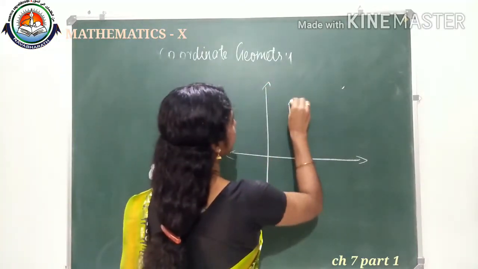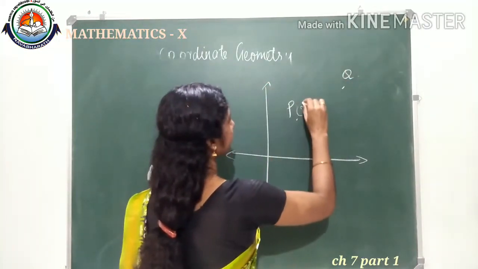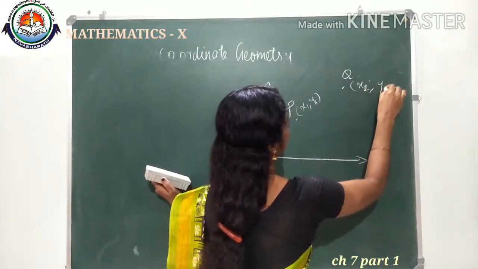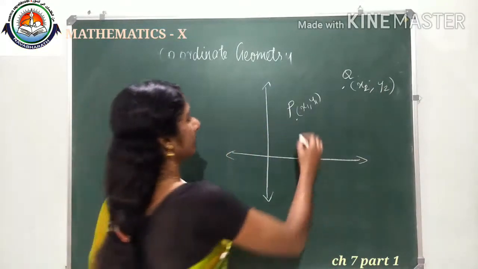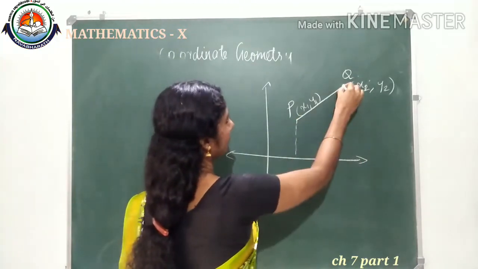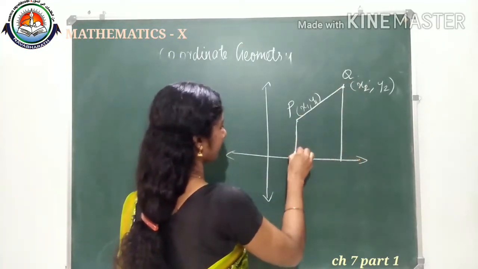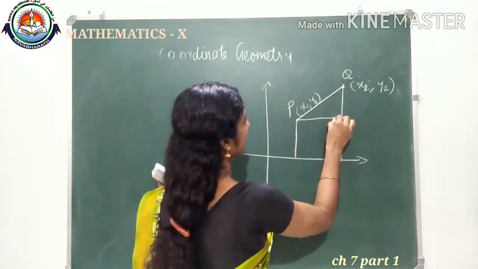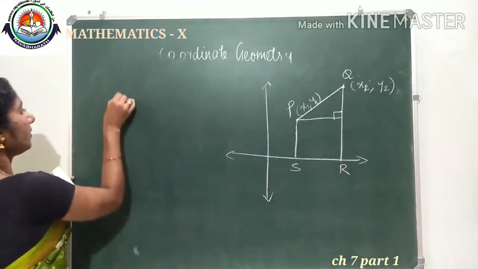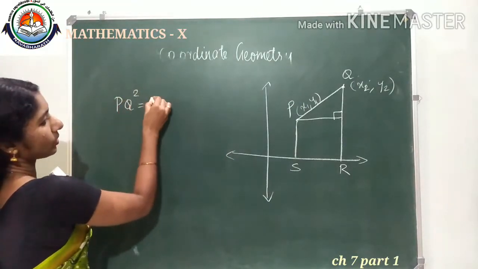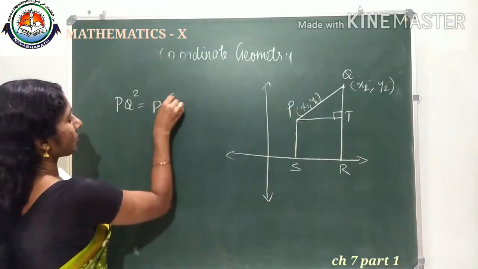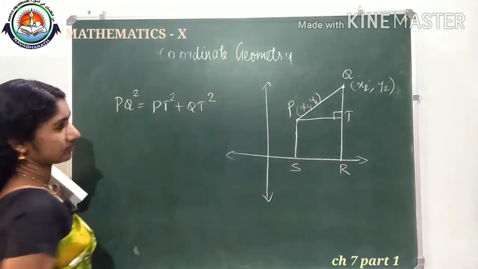Two points P and Q. Let us take this as x1, y1 and this one as x2, y2. We need the length PQ. For getting PQ, what did we do? We have drawn the right triangle and this is SR. PQ square is equal to, we have marked T here also, PT square plus QT square.